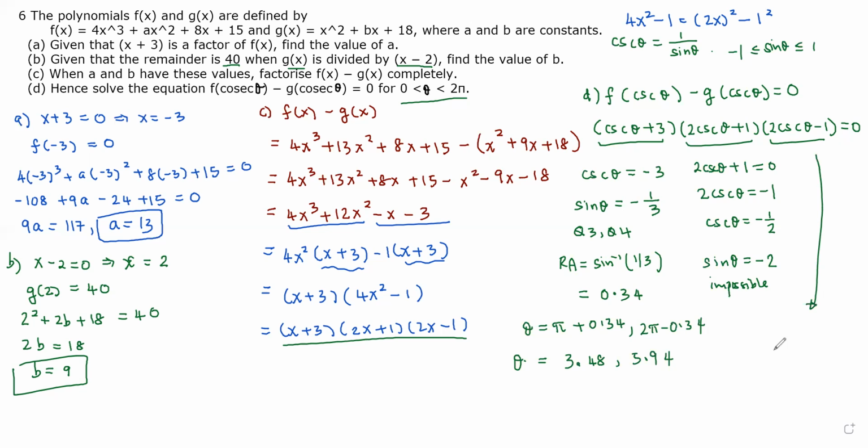Then we look at this last part. 2 cosecant theta minus 1 equals 0. Isolating cosecant theta, we have cosecant theta equals 1 over 2. Converting back to sine, sine theta equals 2, which is greater than 1. This is impossible as well. So the only solution that we have is 3.48 and 5.94.